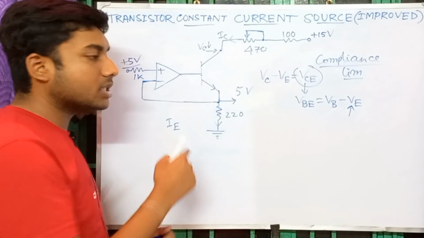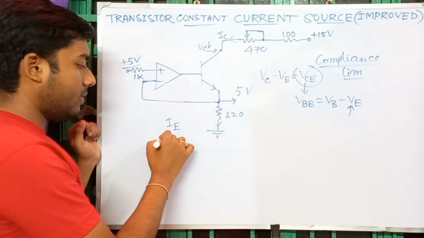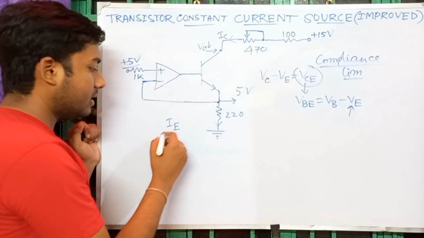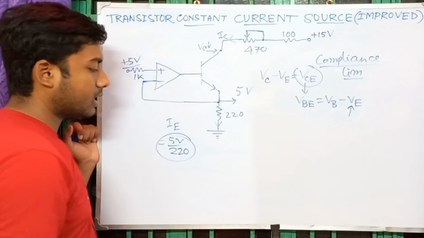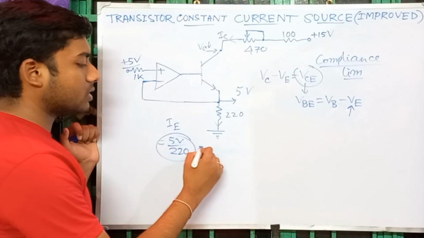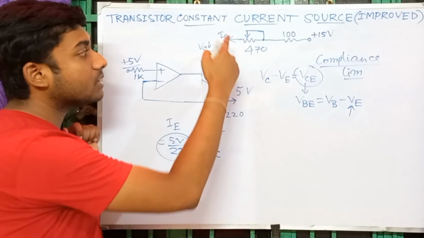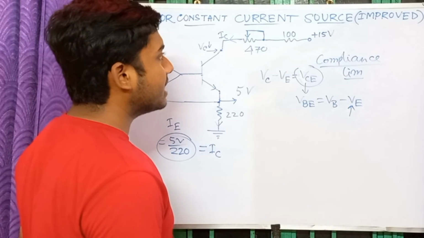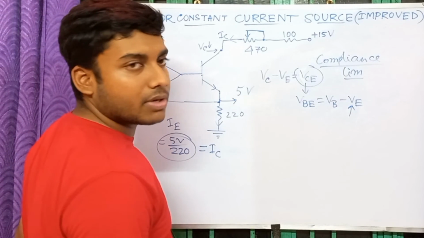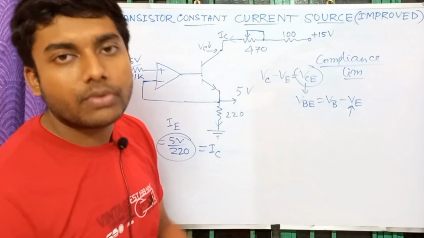So as VE is not changing, you can understand that IE, the current here, will be VE, that is 5 volt, divided by 220. So this will be a constant current IE, and as IE is equal to our IC, IC will also be constant here. So in the compliance limit you can see that it is matching with the theoretical result. Theoretically it should work as a constant current source accurately.